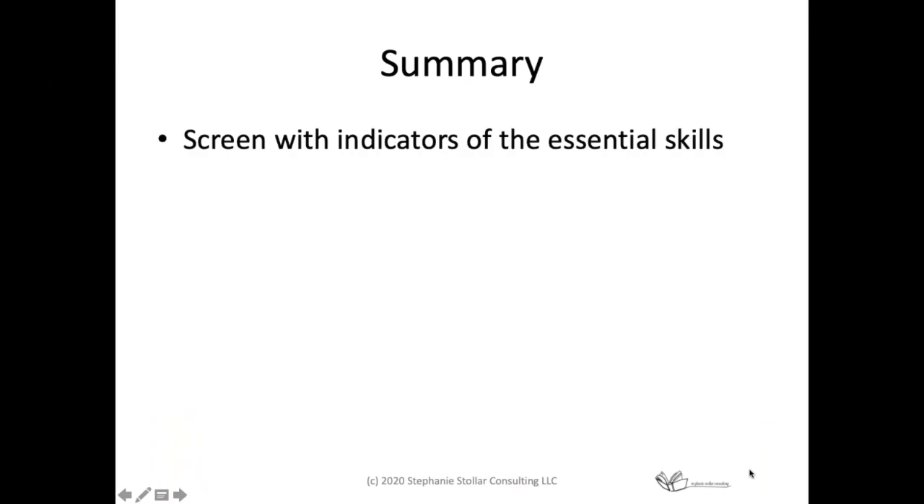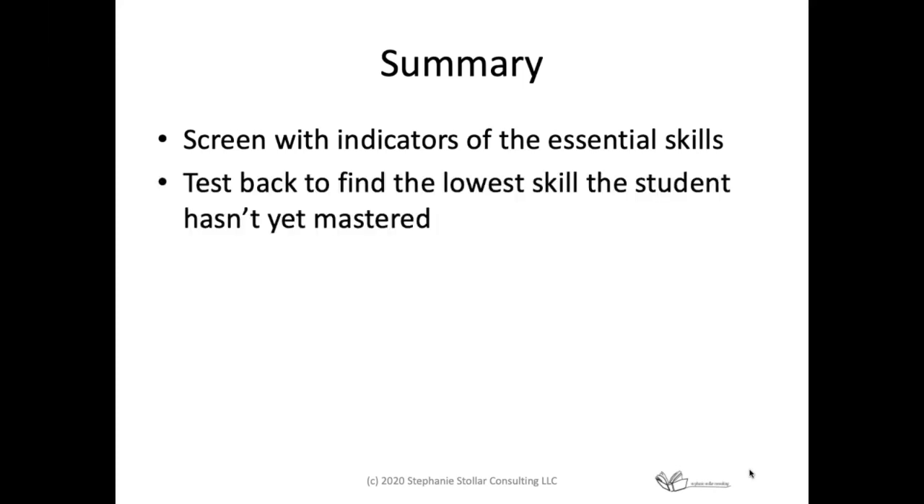So in summary, we should start with screening that helps us answer questions. Is a student at risk? Is a student on track for successful reading in the future? And help us to define the question in the difference between what's expected and what's actually happening. Get that real clear problem definition. Then we can use the simple view of reading to test back, so to speak, to find the lowest skill that the student hasn't yet mastered.